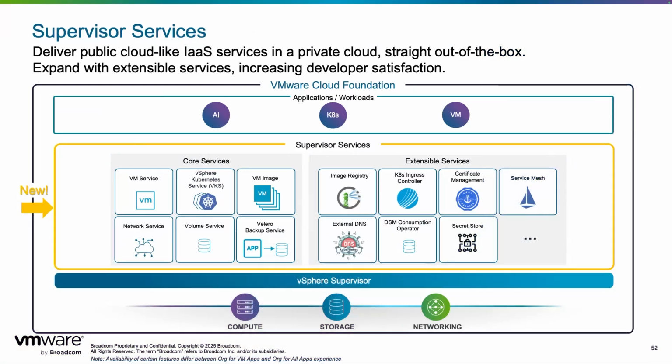In VCF 9, supervisor services are exposed across your environments, and users have a choice to consume these services via the UI, the CLI, or Kubernetes native APIs. Users have multiple ways to access and consume services, just like they would in the public cloud. Each service is namespace scoped, meaning that it operates with defined resource boundaries.